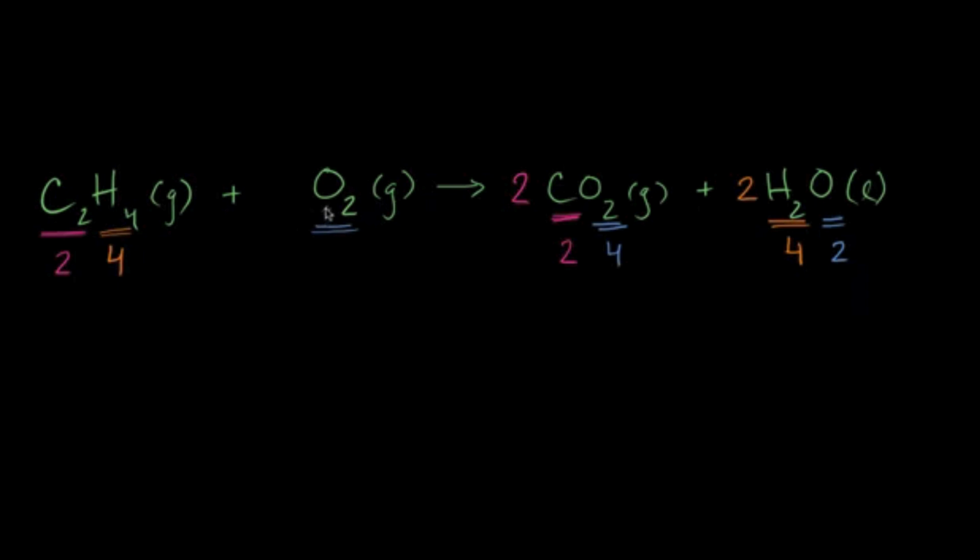I need 6 oxygens on the left-hand side. I need this number to be 6. So how do I do that? Well, I just need 3 of these molecules. If I have 3 molecules, each of them have 2 oxygens, I'm going to have a total of 6 oxygens. And just like that, we have balanced this combustion reaction, this chemical equation.